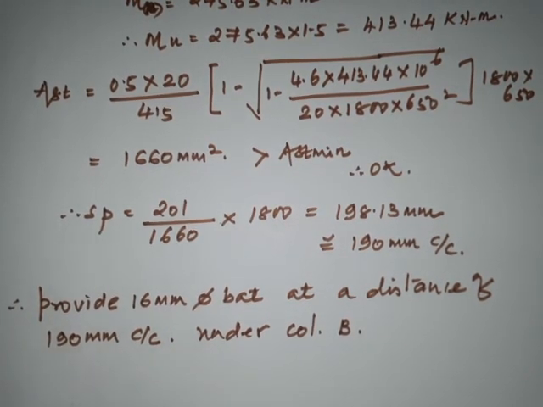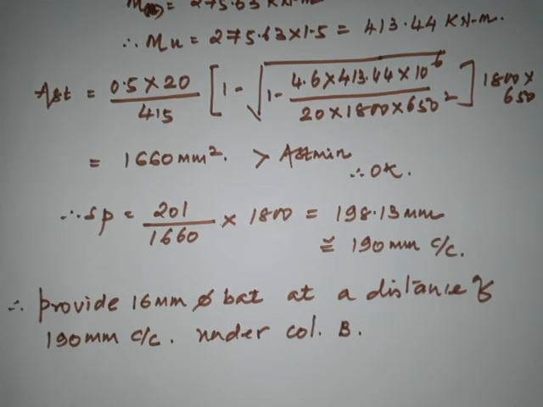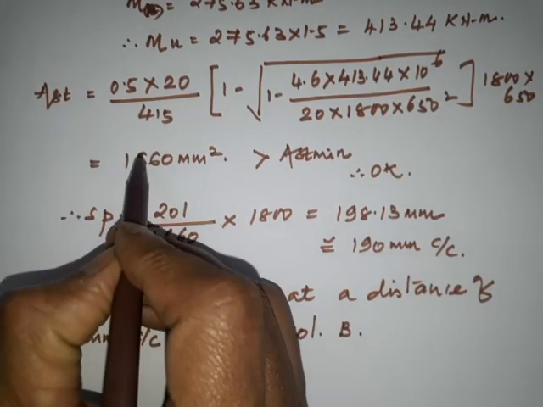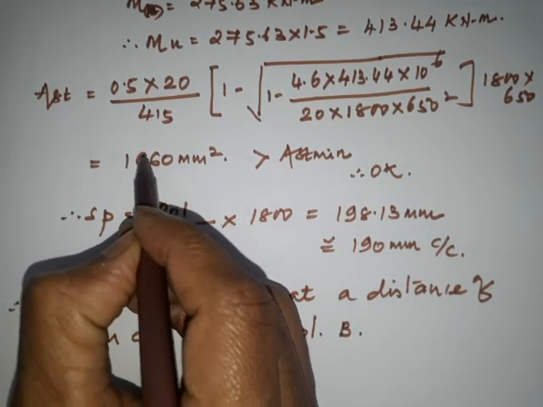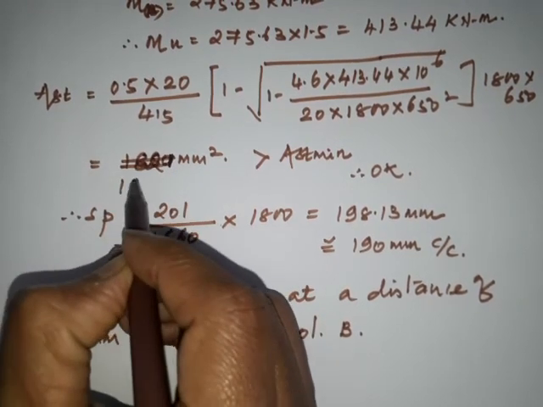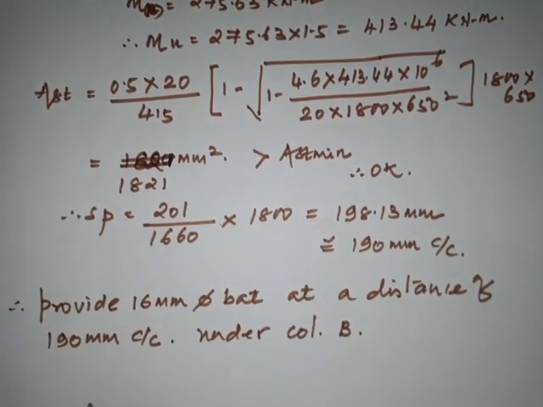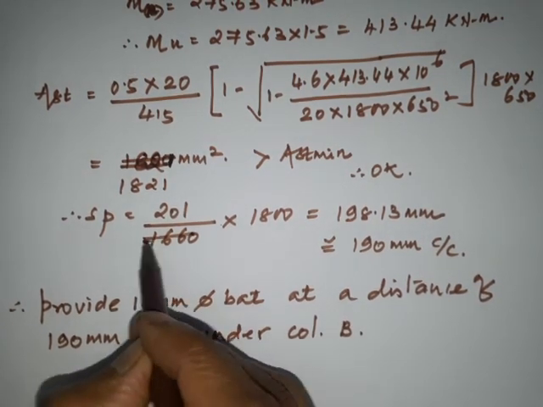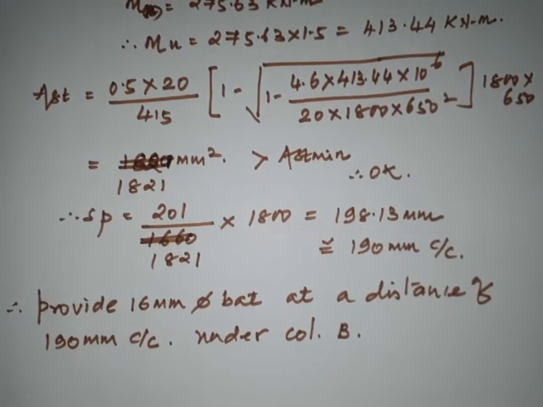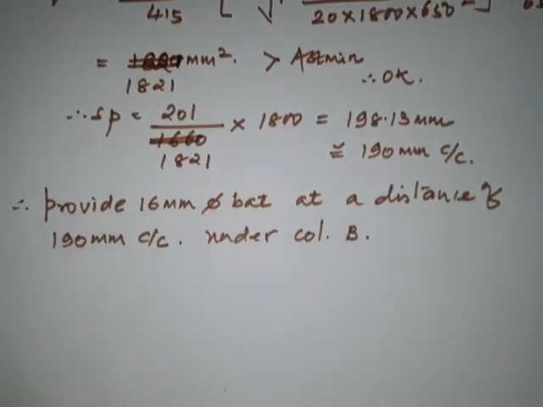Then same way if we check for, sorry, I think I have made a small mistake here. So this will get it as 1821. So you please make correction, 1821, and this also make it 1821. Yes, 1821. You will get this AST as 1821.